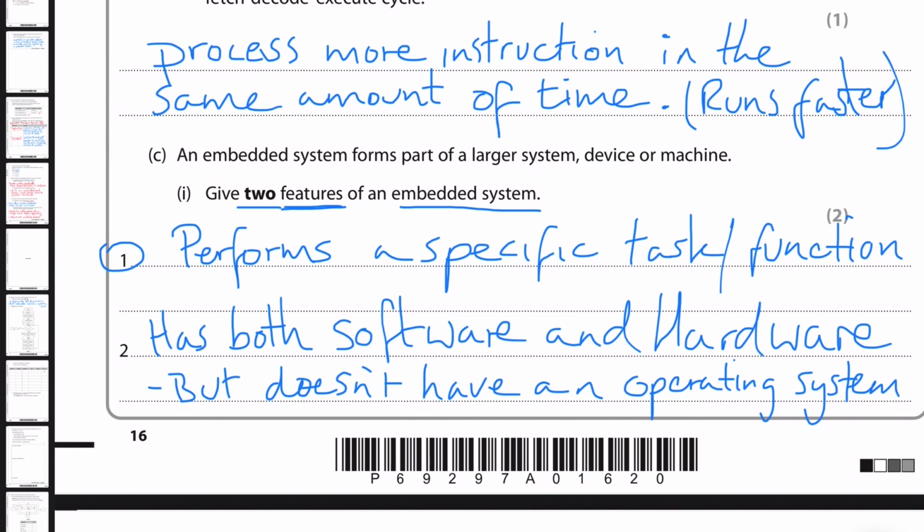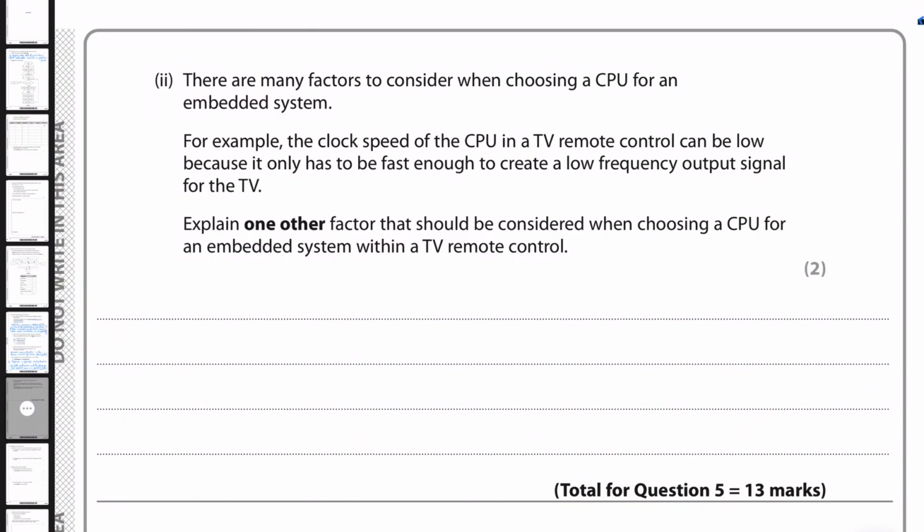Well, I mean, you could mention low power consumption. It functions in real time. It often uses sensors and actuators to detect external changes in the environment, such as temperature. It generally can't be upgraded. It has integrated memory on board. So yeah, fairly straightforward. Okay, 5C2.